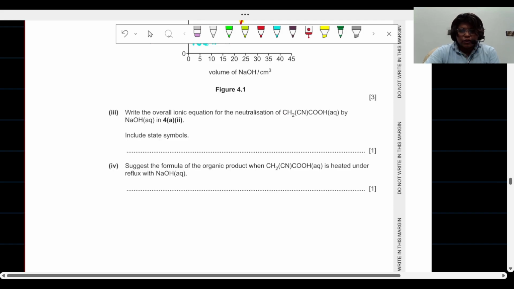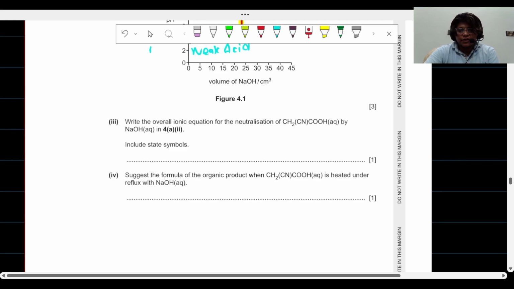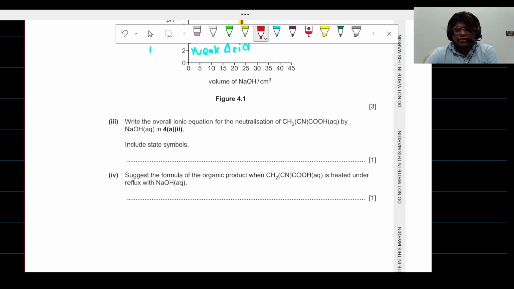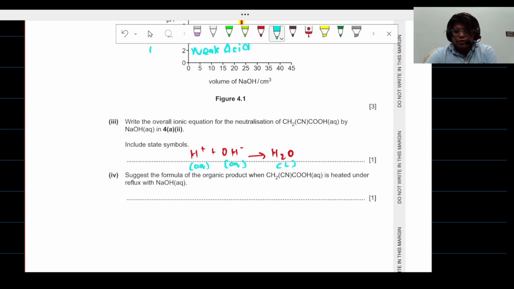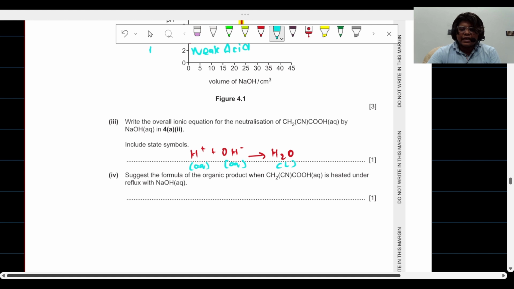After that, it says write the overall ionic equation for the neutralization. So just remember the neutralization equation is H+ plus OH- will give you H2O. Just include the state symbols. Everything will be aqueous. H+ will be aqueous, OH- will be aqueous, and water would be liquid. So this is the generic ionic equation for any neutralization reaction.